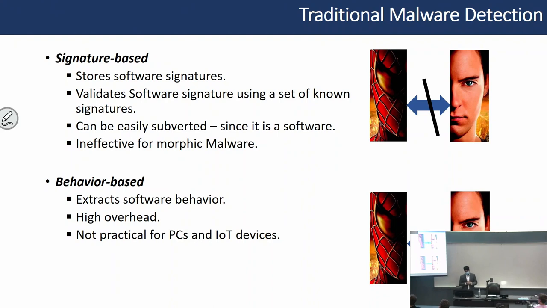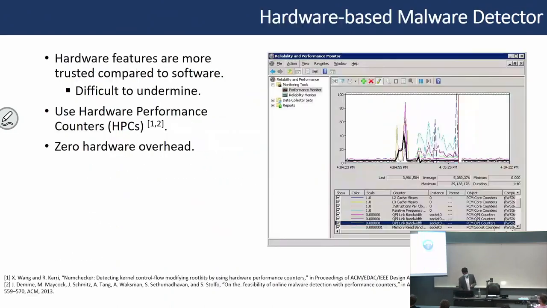So how do we address this? Researchers tried to think of how to address this and came up with something called a hardware-based malware detector, or antivirus hardware, which we'll describe now. Hardware features are much more trusted compared to software. They're difficult to undermine. Although I talked about hardware security, and I'm pretty sure Aydin talks about hardware security all the time, still, hardware is much more difficult to undermine compared to software. That's a rule. You have to manually tamper with the hardware to change it, other than Rowhammer or some of the attacks. So it's much more difficult to tamper with hardware compared to software.